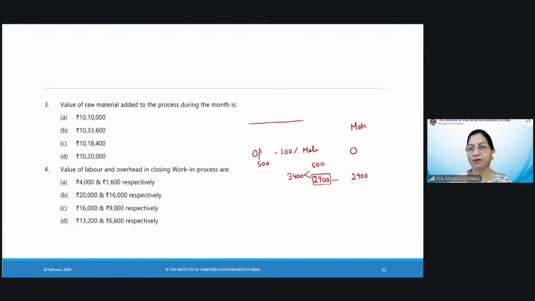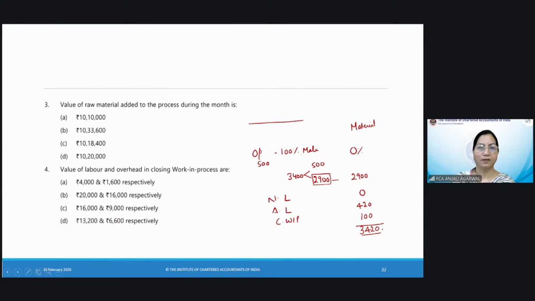I am preparing the statement of equivalent units. Material, opening stock will require 0%, so 0. Introduced and completed would require 100%, so 100%. Normal loss is taken as 0. Abnormal loss is taken as 100%, so 420. And closing WIP is also 100% as far as material is concerned, so another 100. So equivalent units of material would be 3,420.